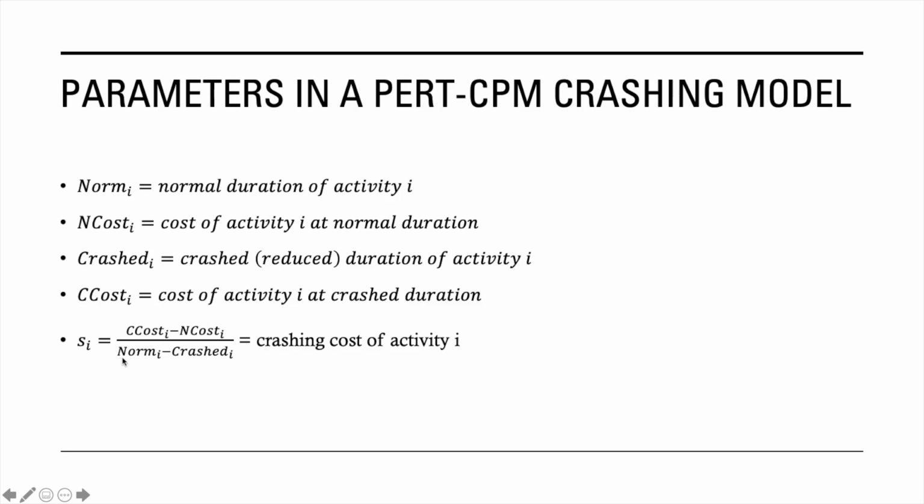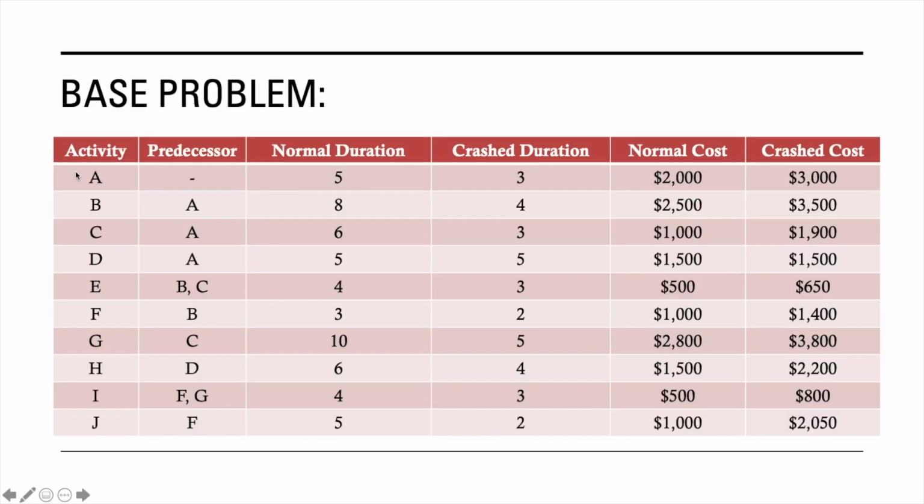If you are able to quickly understand this, S essentially is in a way the slope. It is the cost of crashing a certain activity per unit of time. For example, if we take activity A, its normal duration of 5 and crash duration of 3, this means that you can actually crash activity A for 2 days.